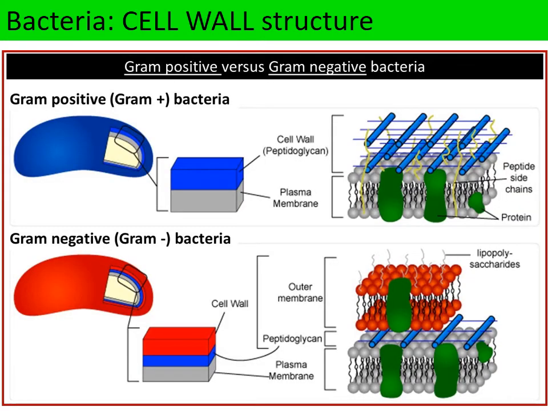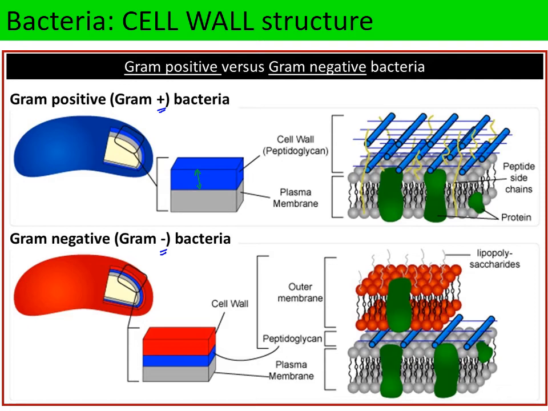Now, if we look at the structure of the cell wall, there's two main structures. Gram-positive bacteria and gram-negative bacteria will have slightly different components. Now, the gram-positive bacteria have a very thick layer of peptidoglycan, and that sits on the outside of the plasma membrane of the bacterial cell.